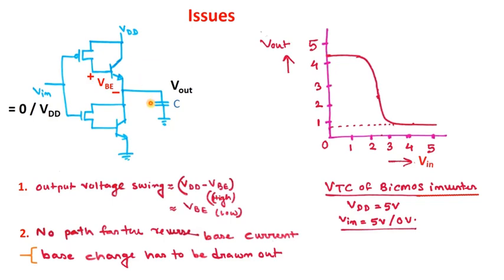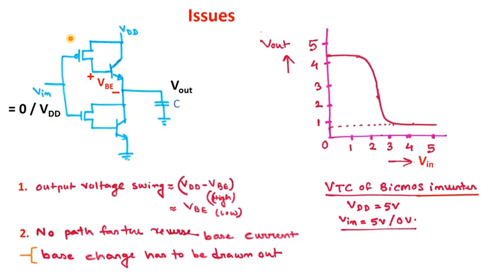Again, you remember, there will be one path which is trying to discharge like that, and there will be one path which is now charging like this. So which will hamper the overall switching speed of this total circuit. So it is very important that one should provide a path for the reverse base current, which does not exist for this BiCMOS inverter circuit in its present form.